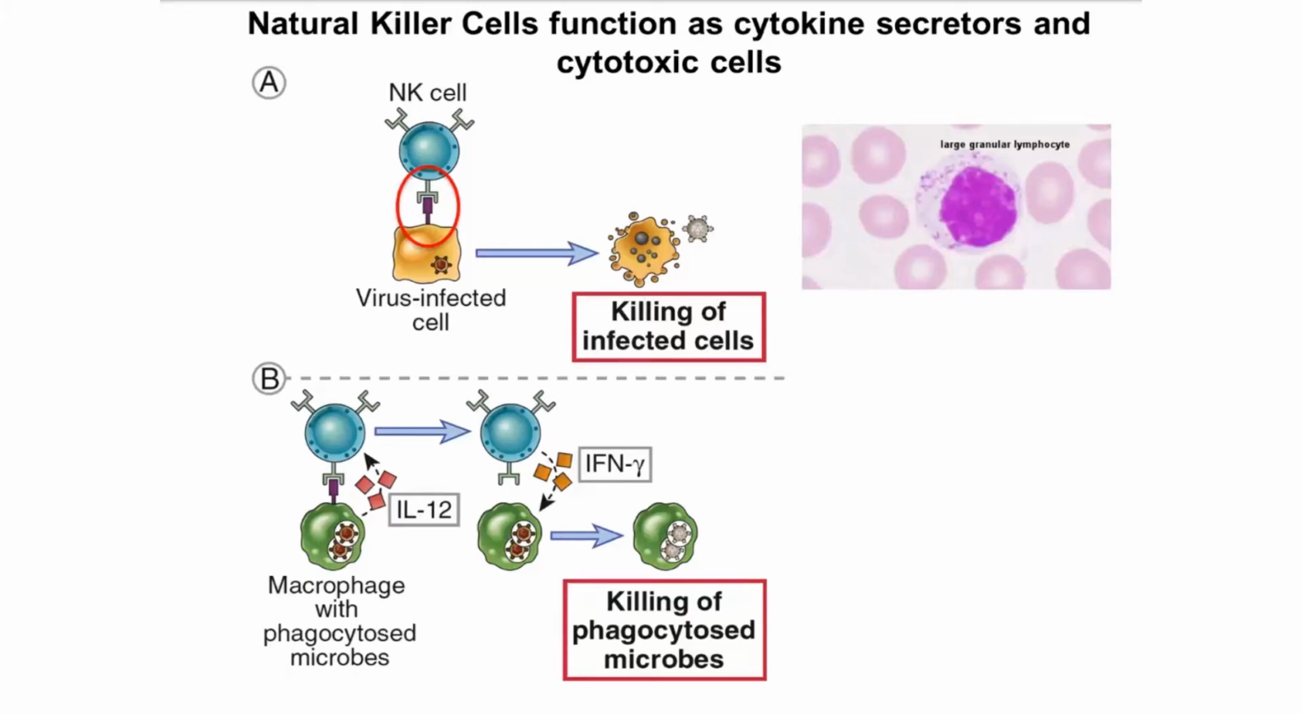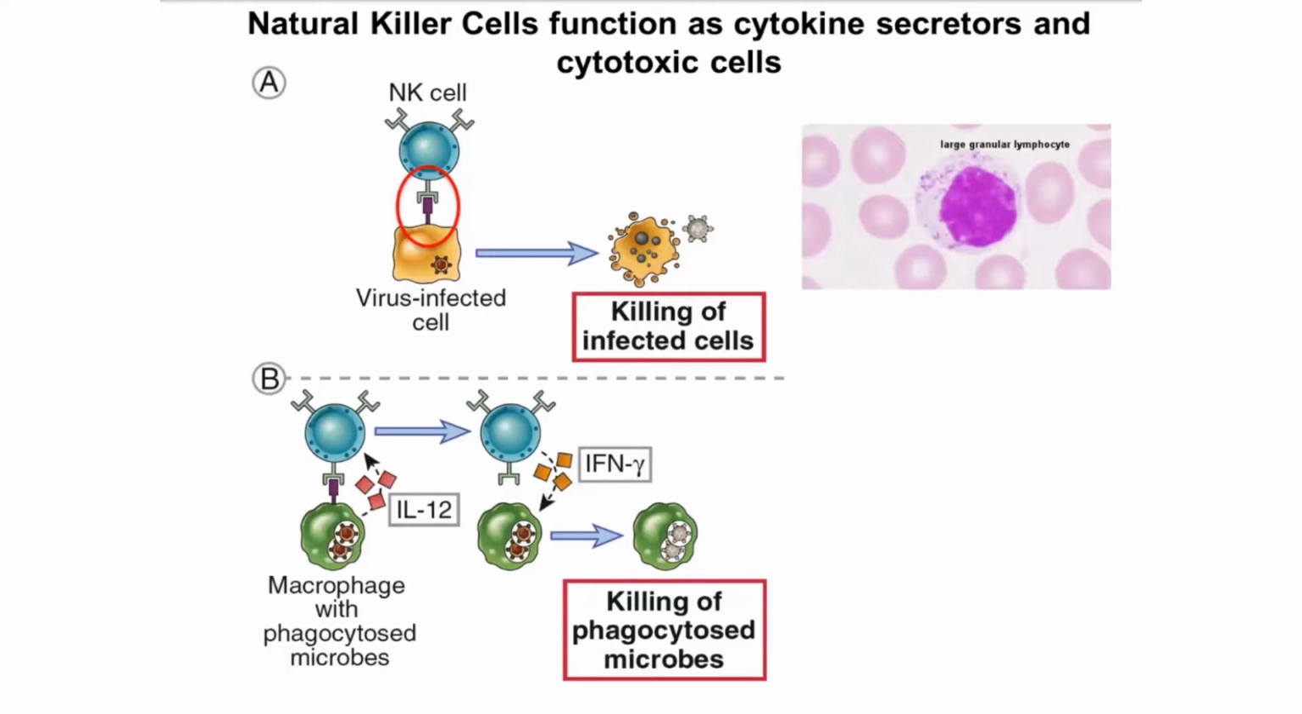So here's what happens. If a cell gets infected by a virus, and the viral antigens are expressed on the surface, it can be killed. And NK cells can also help with macrophage activation because they can make interferon gamma and activate macrophages to some degree. But that's not their major role. Their major role is killing the virus-infected cells.